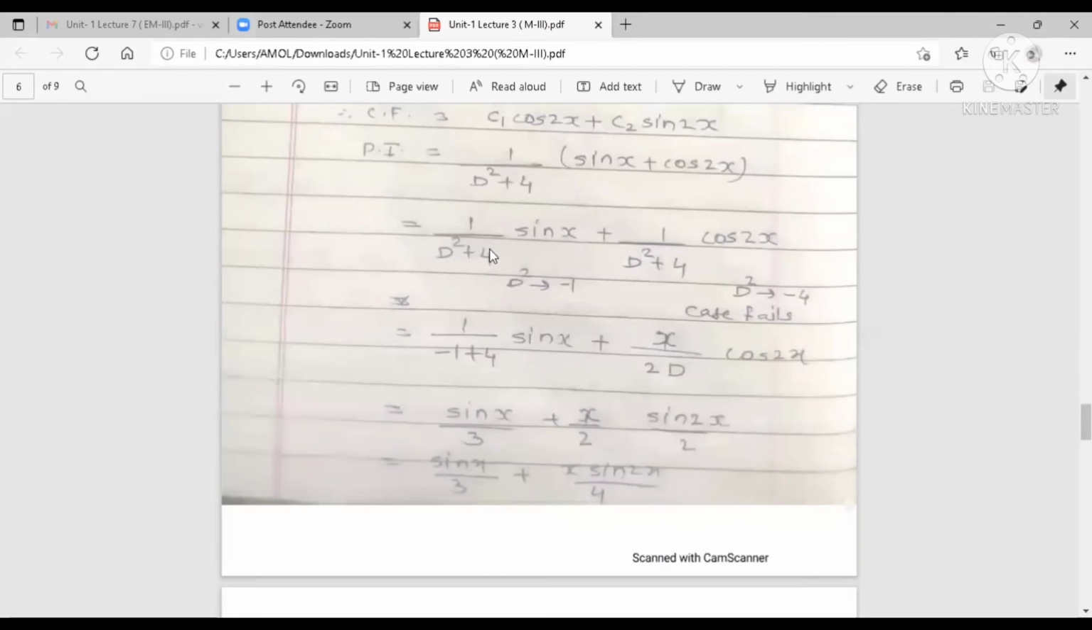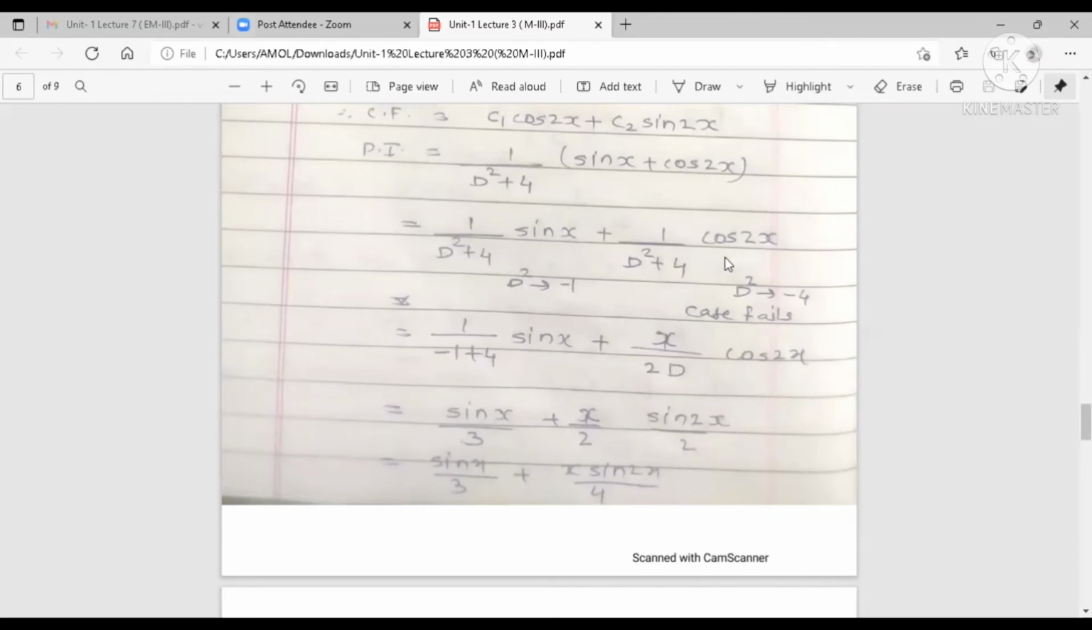Now for the sine function, we replace D square by minus a square. The coefficient of x is here 1. So the value of a is 1. So you take the square of 1. Square of 1 is also 1. So replace D square by minus 1. And so the term is here 1 upon (minus 1 plus 4) into sin x, plus.